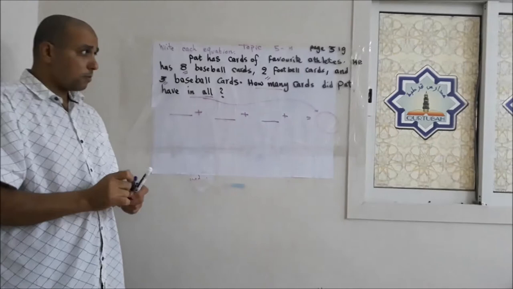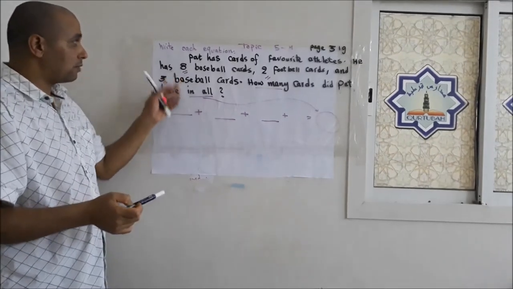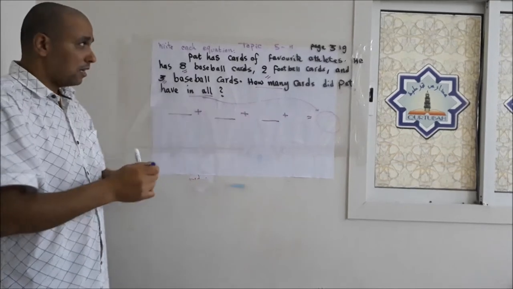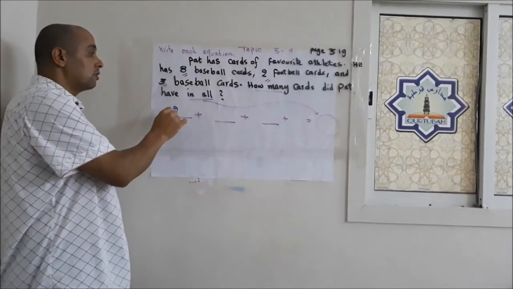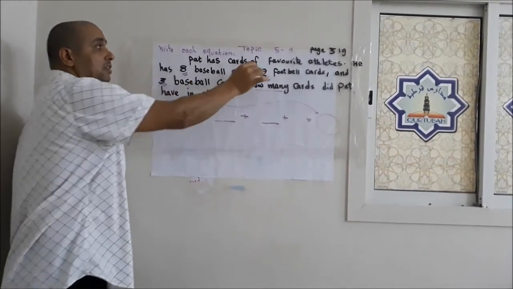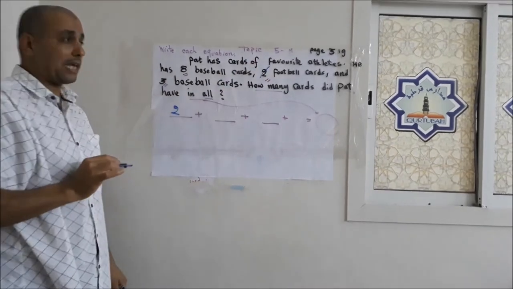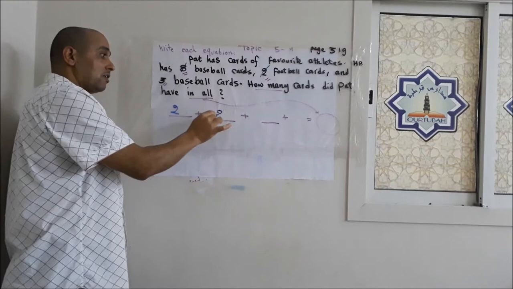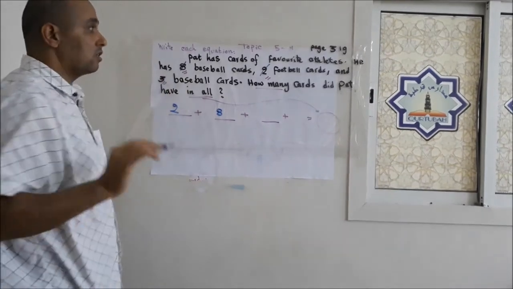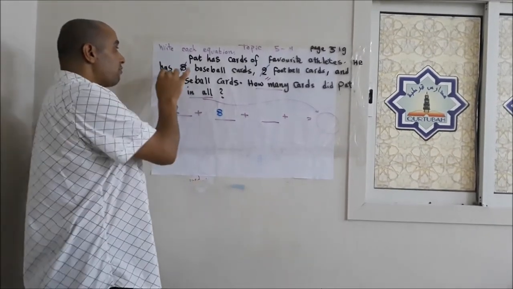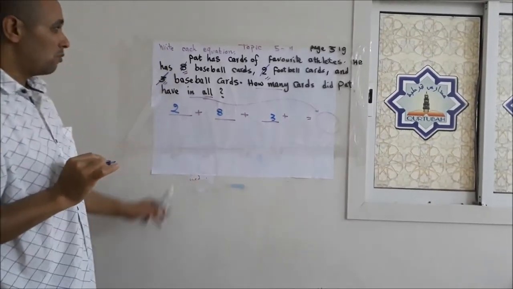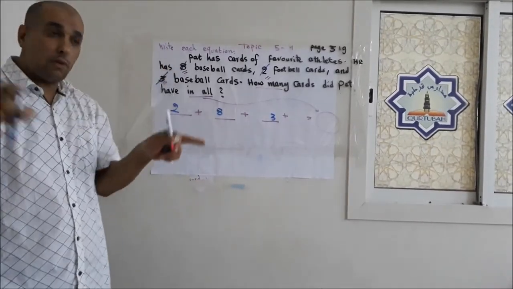Now, it's up to you to put any number here. You can put 8 here, or here, or there. Let's start with 2. So we got 2 here, so don't repeat it. We have 8, so let's put 8 here, and don't select it again. And we have 3, let's put 3 here. So we want to put them together.